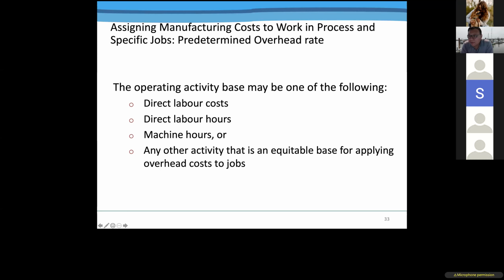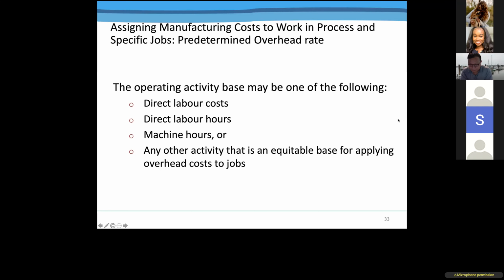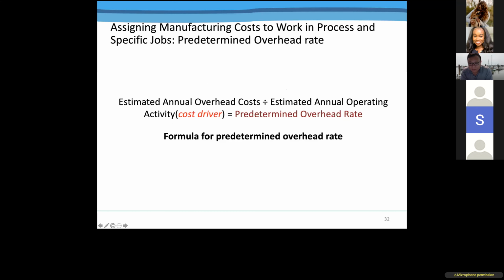Yeah, sorry. My laptop died for a little bit, so I missed out on one part. But I had written down the predetermined overhead rate as the estimated annual overhead cost divided by the annual operating activity. But then I saw that to solve for the manufacturing costs, we had multiplied those two together. Is that correct?